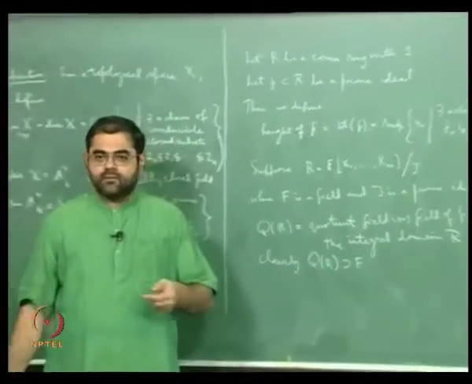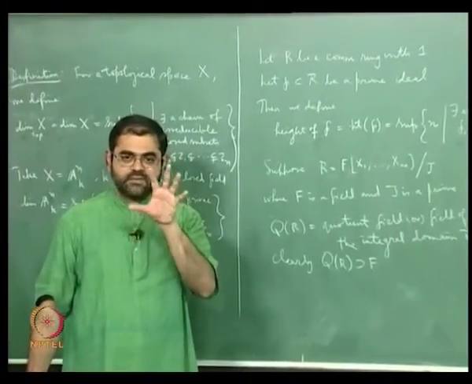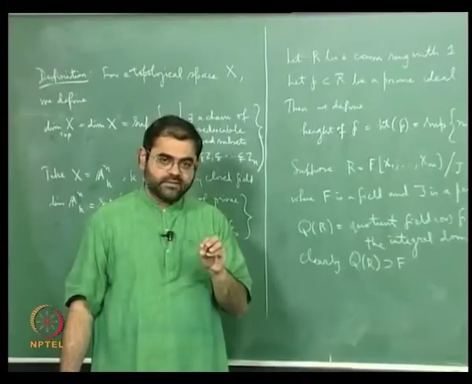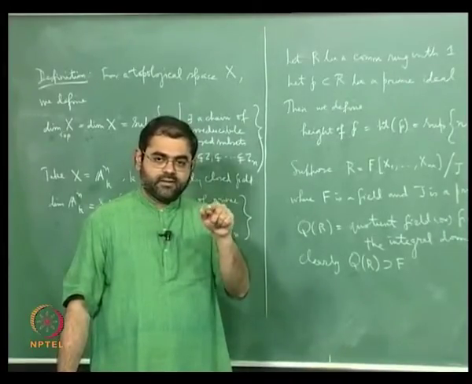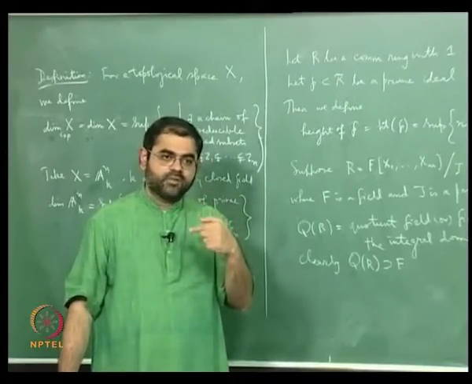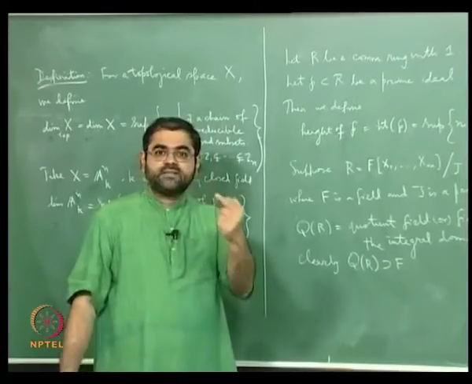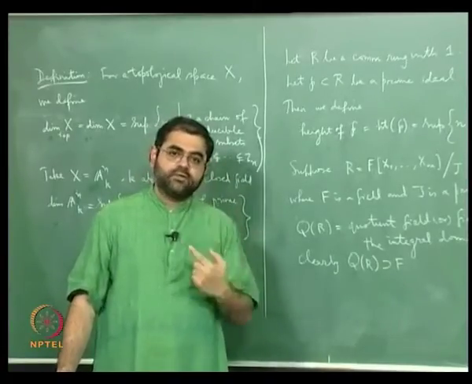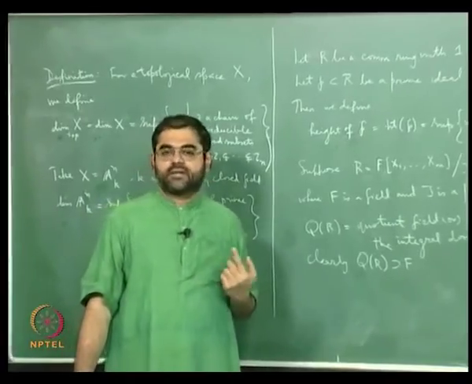So let me quickly recall, if you have a smaller field and you have a bigger field, then we say that the bigger field is algebraic over the smaller field if every element in the bigger field is obtained as a 0 of a polynomial with coefficients in the smaller field, okay. And if there is an element which is not the 0 of any polynomial over the smaller field, then that element is called a transcendental element.